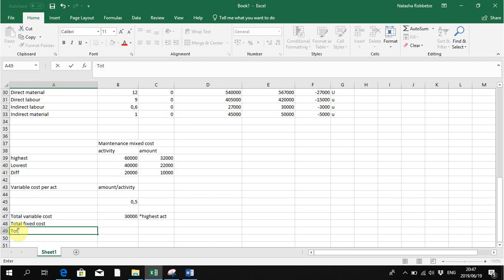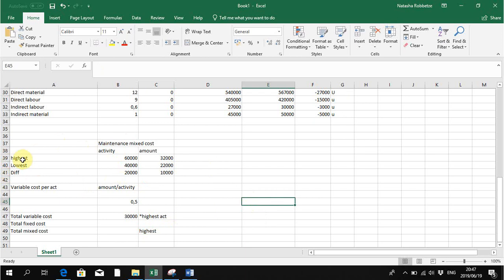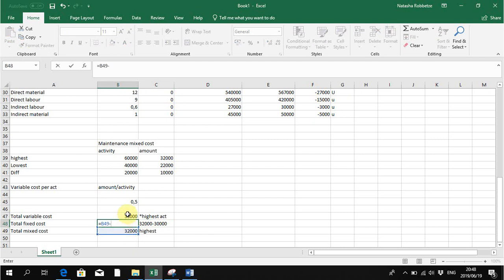And that needs to add up to my total mixed cost. So the total mixed cost, I also take the highest mixed cost, and that I can just read from the table that I set here. And the highest mixed cost was 32,000. The variable cost plus the fixed cost must add up to the mixed cost. So therefore, I'm going to say this is then 32,000 minus 30,000, which gives me a fixed cost of 2,000.